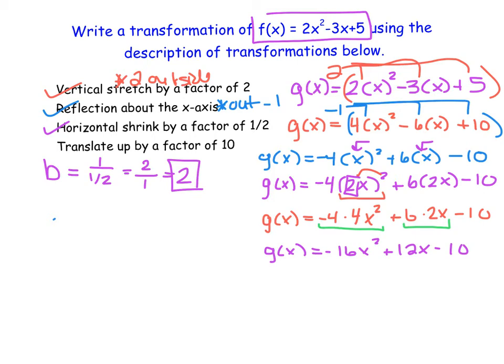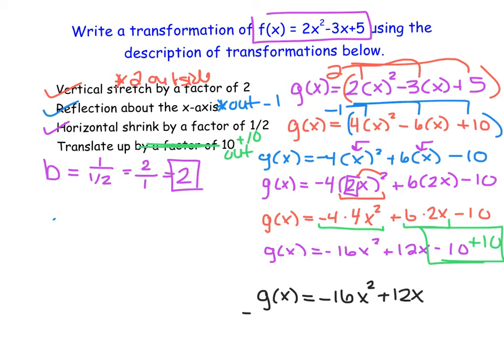So last but not least, we need to take care of our translation up by a factor of 10, which really just means up 10 units. So what we're going to do is we're going to add 10 to the outside. So we're going to add 10 here to the outside and noticing that those combined to become 0. So our final function here is going to be g of x is equal to negative 16x squared plus 12x.